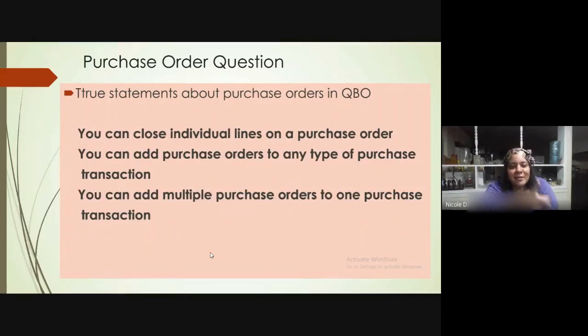What are true statements? I have a spelling error there, sorry. What are true statements about purchase orders in QBO? You can close individual lines on a purchase order. You can add purchase orders to any type of purchase transaction, and you can add multiple purchase orders to one purchase transaction.